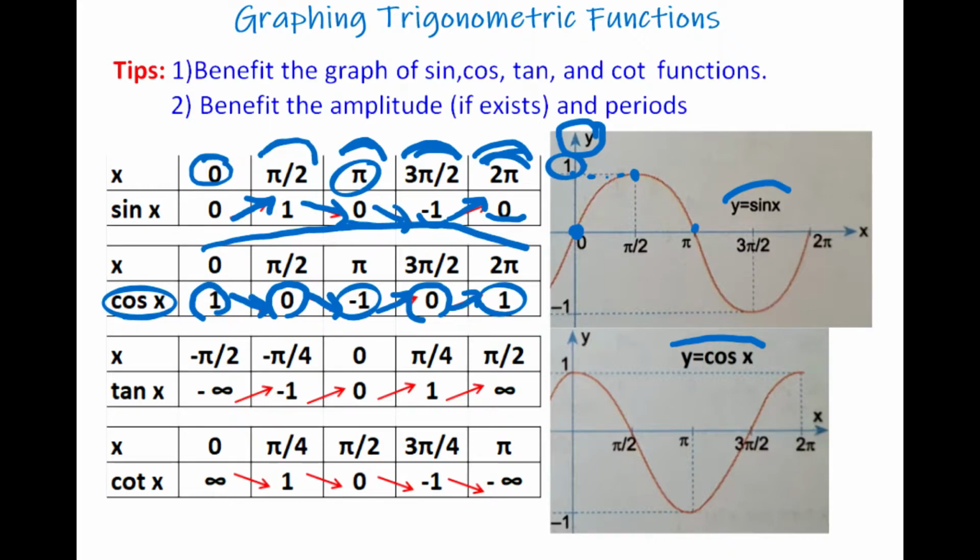For pi, again, the value of the graph is 0. So the graph should pass through from this point. For 3 pi divided by 2, the value of sine is -1. For 2 pi also, we have 0.